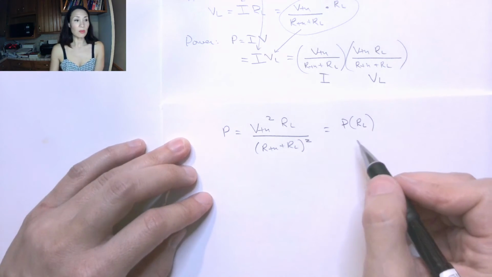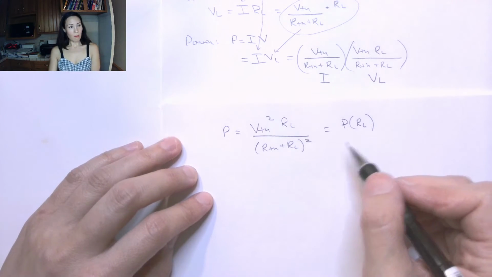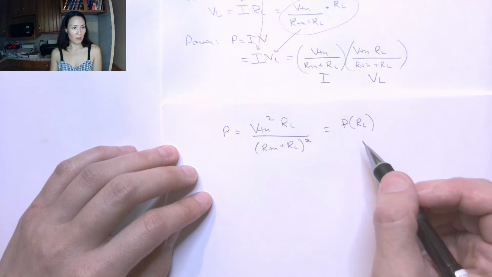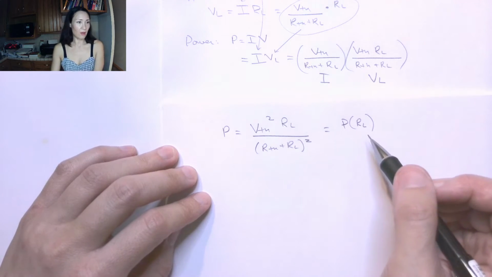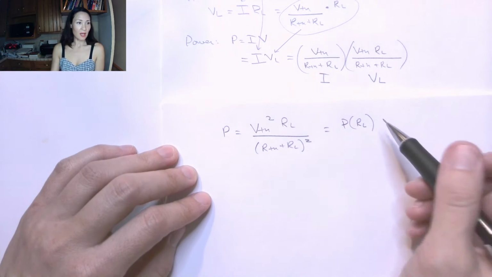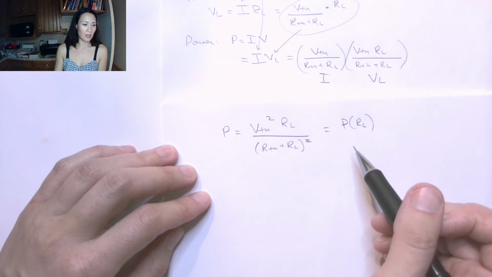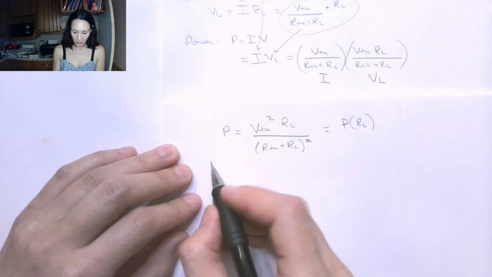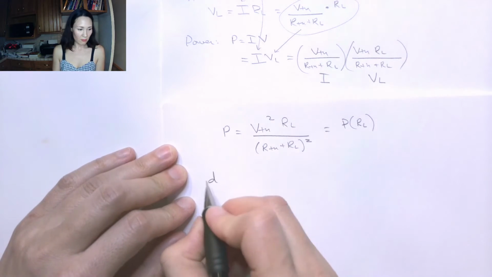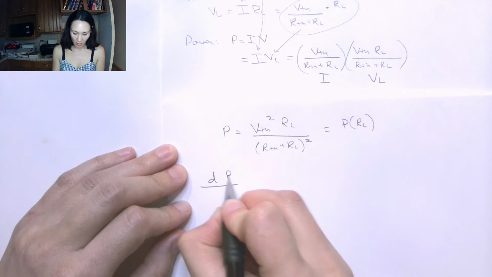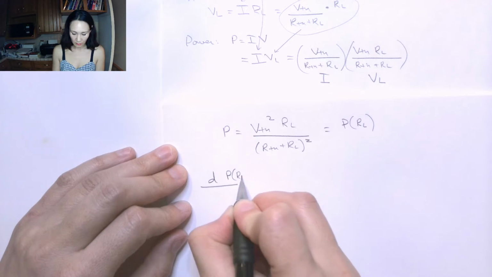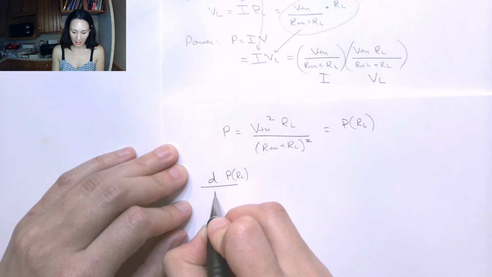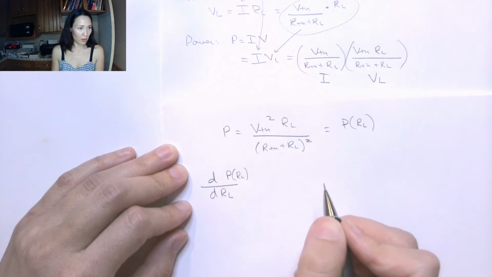And the reason why I'm doing that is because, remember, we're trying to maximize this function here. So if I'm going to maximize that, how would I do that? Well, I can use calculus. I can take the derivative of this and set it equal to 0. So let's go ahead and do that. Let's take the derivative of our power in terms of R load with respect to R load.